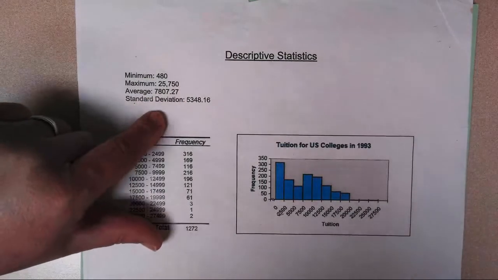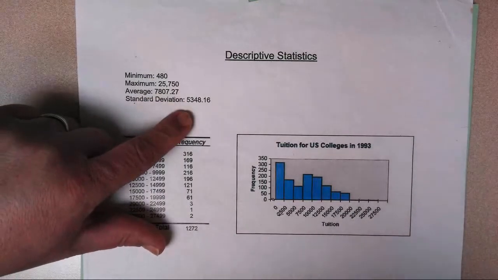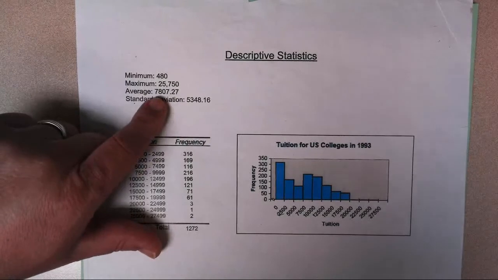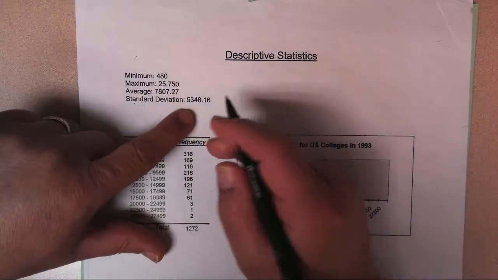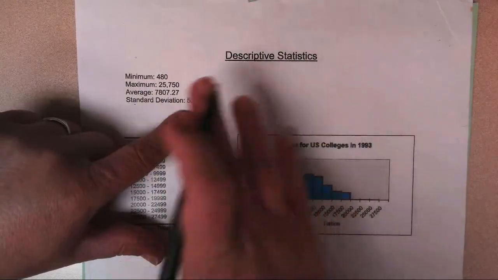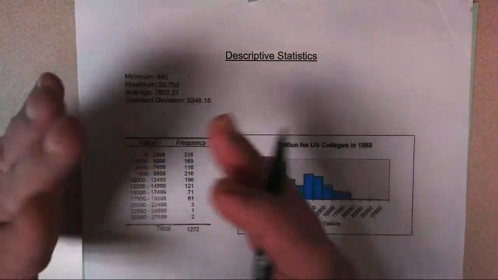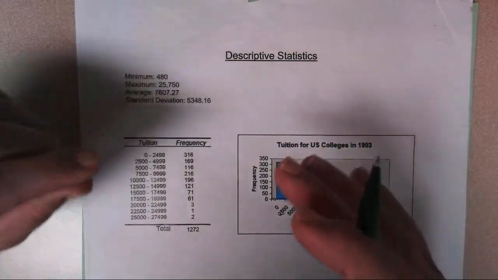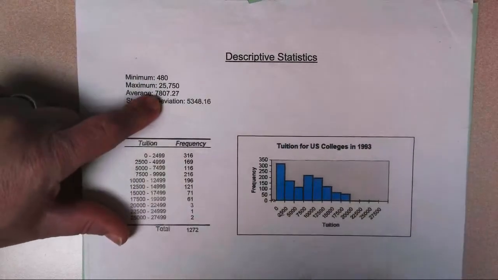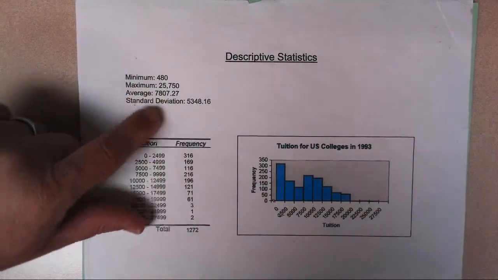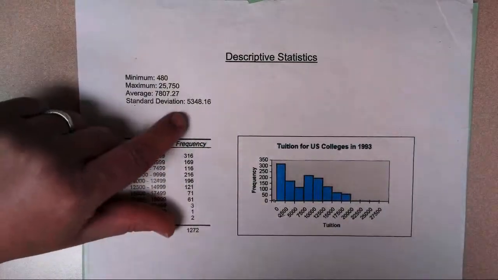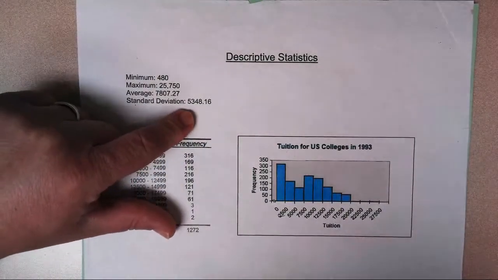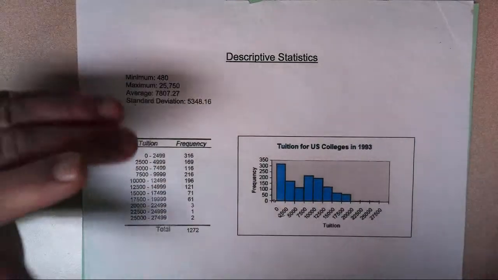The standard deviation, this tells you how spread out the data is. Okay, so it's centered there at 7,800, right? And then it's about 5,000 either way, meaning kind of on average the different values vary from the mean, or from the average here, about 5,000. Some less, some more. But the standard deviation gives you a measure of how spread out the data set is.